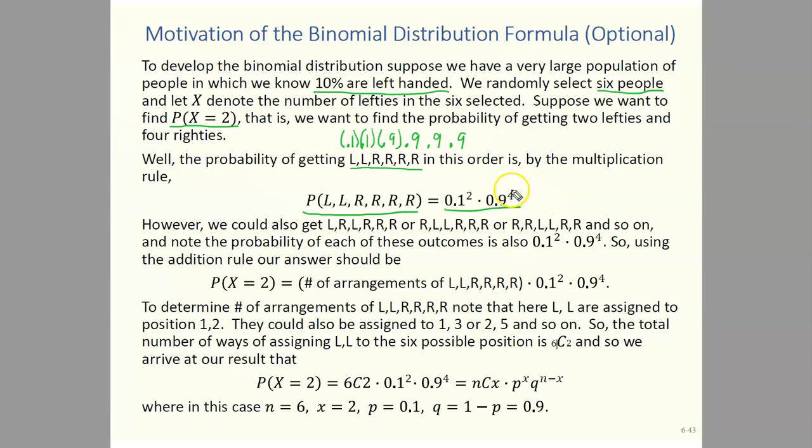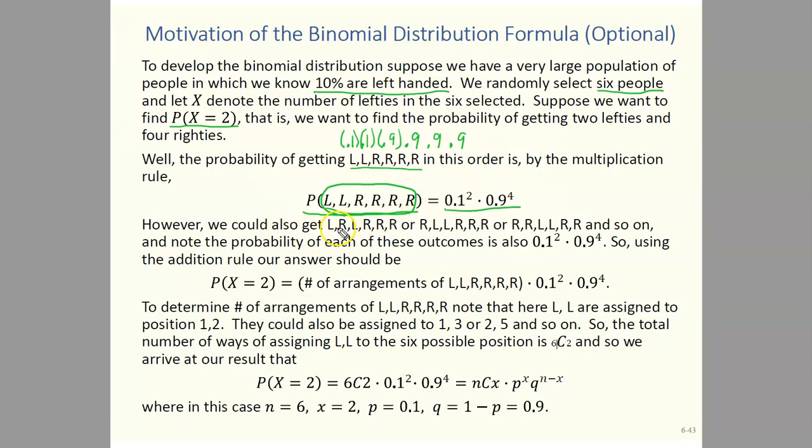Now, we want to know the probability that 2 out of 6 of the people are left-handed, but we don't care about ordering. So this is only one of the ways of getting 2 lefties and 4 righties in a selection of 6. But we don't care about ordering here. So what we have to do is find all the ways of ordering 2 left-handed people and 4 right-handed people and add the probabilities together.